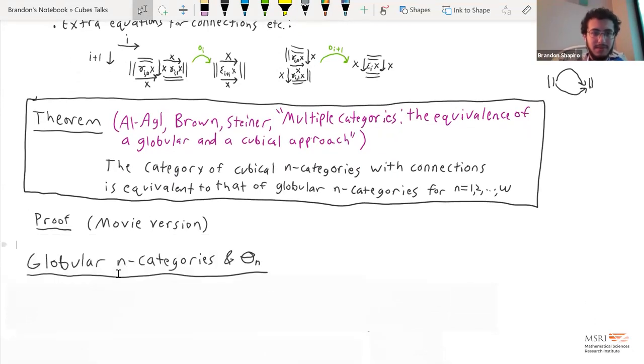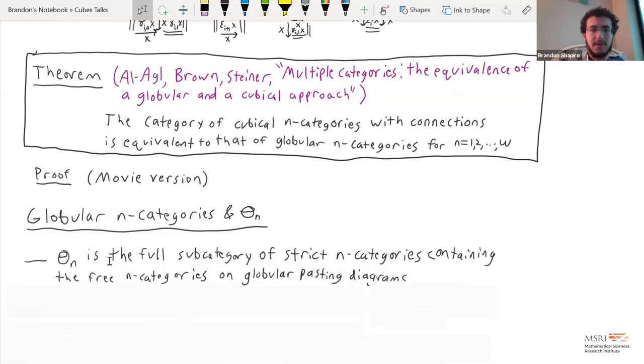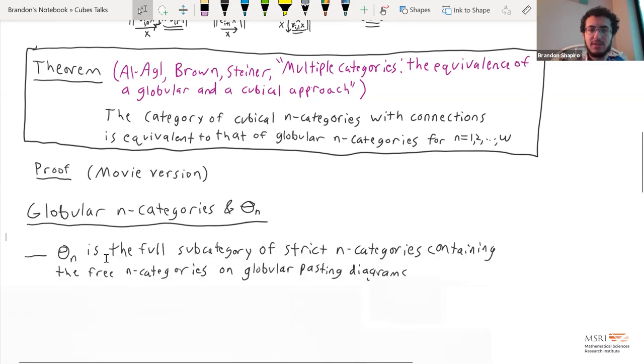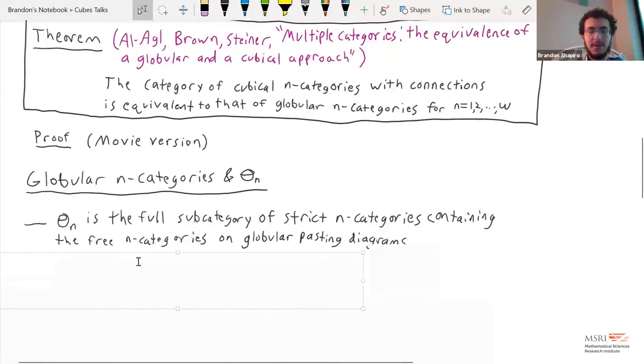First step, I'm going to tell you a little bit more about globular n-categories, and in particular, what this theta machinery looks like more classically, that I'm going to generalize to cubes. So, first of all, I'm just going to define Theta n, though there are classically many different definitions of it, as the full subcategory of strict n-categories whose objects are the free n-categories on globular pasting diagrams. And what do I mean by that?